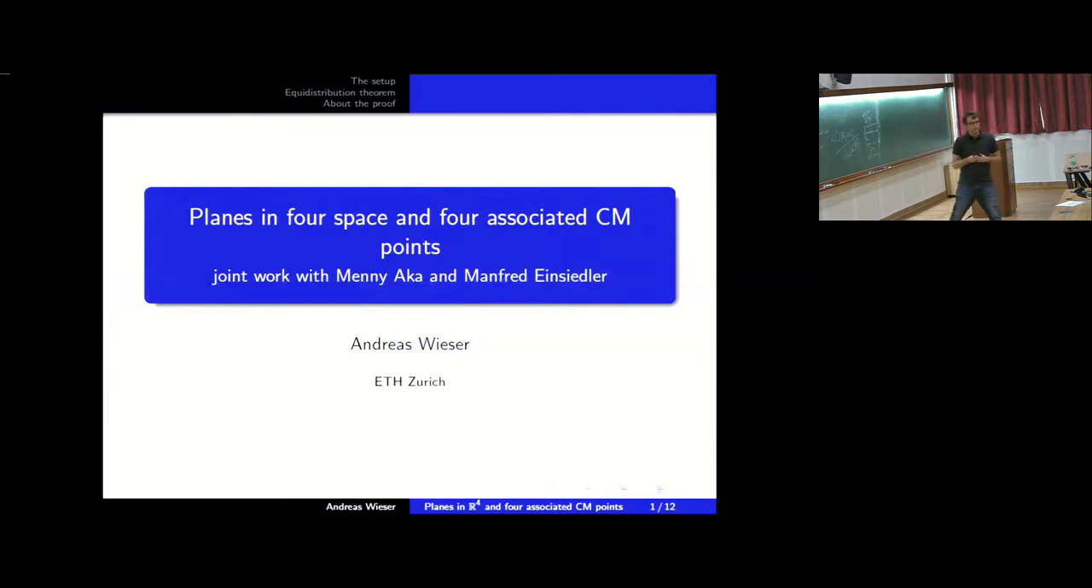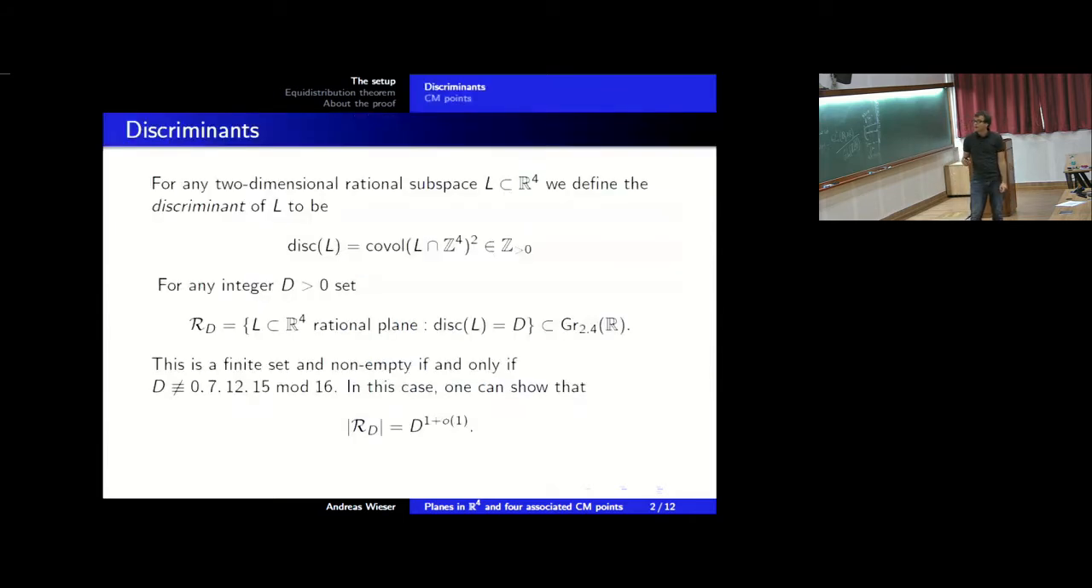So specifically, the plan is to look at rational two-dimensional subspaces of R4, and to each such subspace we associate 4 complex multiplication points. The theorem will essentially state that the subspace together with the tuple of these 4 complex multiplication points will be equidistributed, but it will be made precise in a minute. Everything we do here is pretty much in the spirit of previous works of my co-authors together with Uri Shapira.